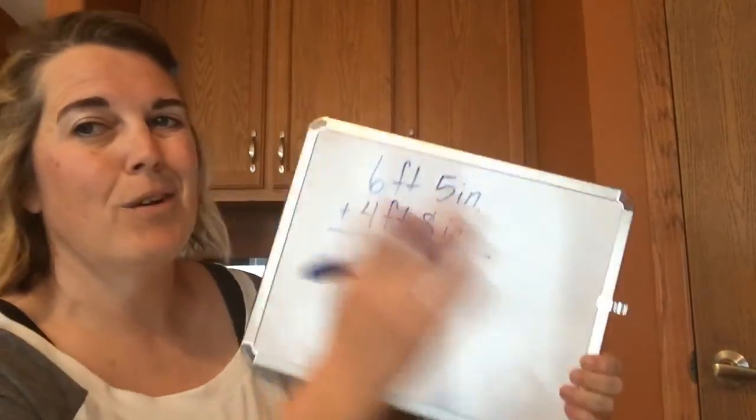Okay? I'm going to help you through the practice set because we don't have very many examples in this one. So A says find the sum or the difference. So this one says 6 feet 5 inches plus 4 feet 8 inches. Okay? Now we just add. Adding is easy. You don't convert till the end.